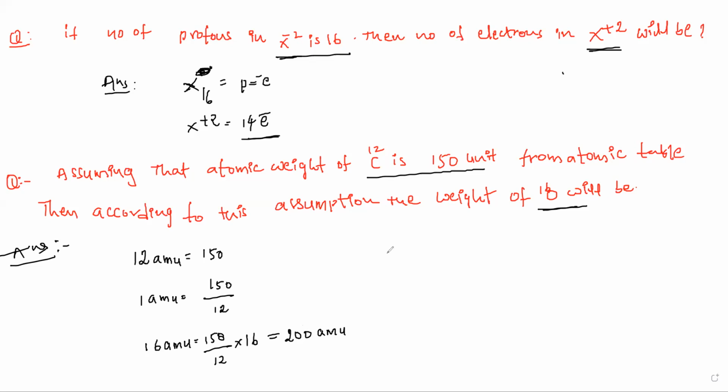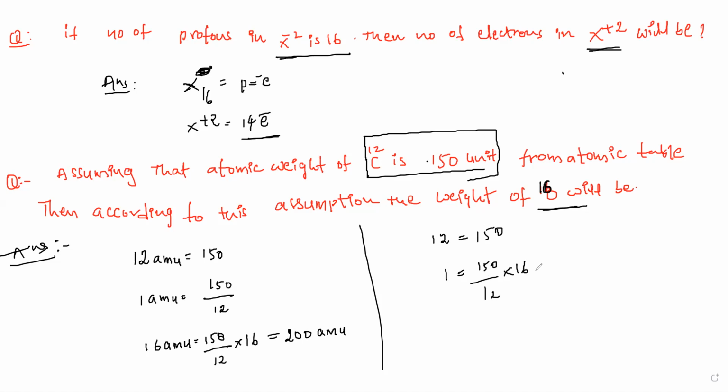Is it clear? Actually they are saying, assuming that the atomic weight of C12 is 150 units, they take C12 as 150. That is, C12 AMU equals 150 AMU. That means what is the atomic weight of O16? Here 12 AMU equals 150 units, then 1 AMU equals 150 by 12. That means we need total 16, so 16 times that. Okay, so 200 AMU.